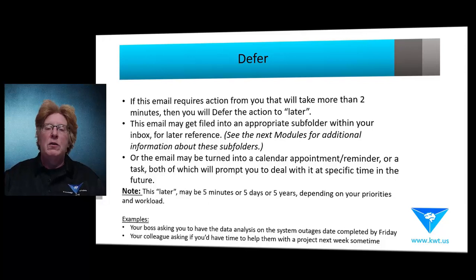So you can turn the email into a calendar item if there's a specific date noted that this thing needs to be dealt with on, or you can turn it into a task, or you can file it into a special set of subfolders that you monitor on a regular basis. Now, that monitoring could be every 5 minutes, every 5 days, or every 5 years, but there is a set time period for monitoring each of the folders in this set of subfolders. And we will talk about this in a great deal more detail in the future modules.